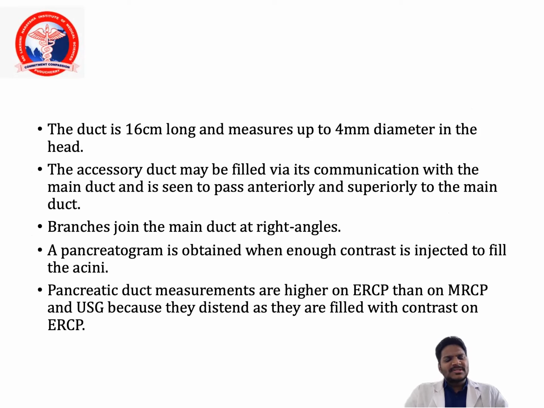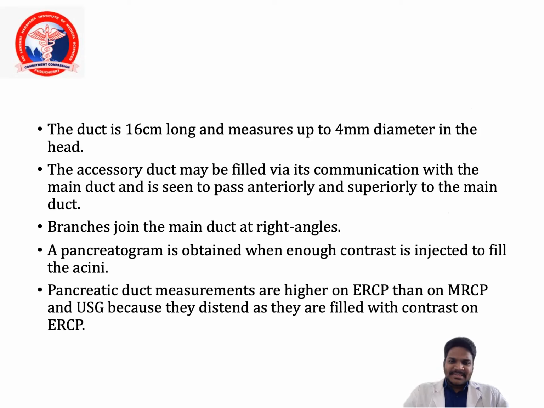The duct is approximately 16 centimeters long and measures up to 4 mm in diameter at maximum thickness. The accessory duct may be filled via its communication and seen to pass anteriorly and superiorly to the main pancreatic duct. The branches which join the main pancreatic duct are at right angles. A pancreaticogram is obtained when enough contrast is injected to fill the acini and the ducts.